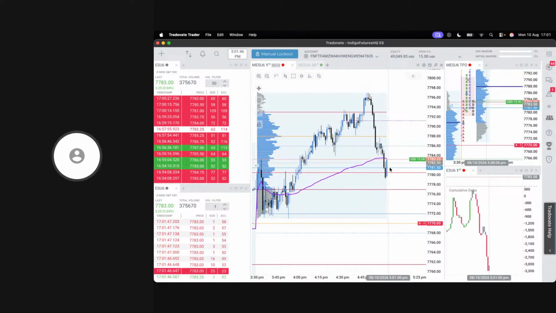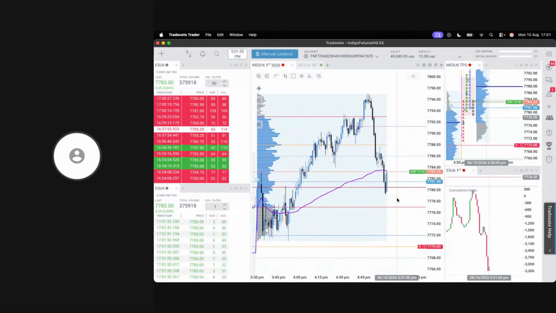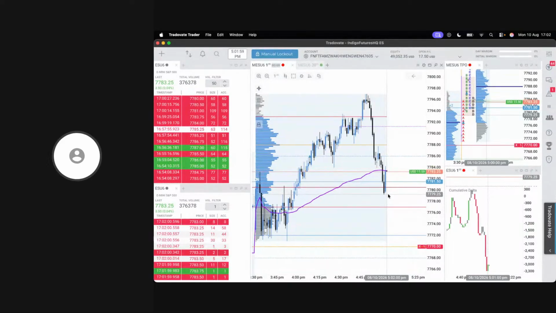But here we go back to VWAP. Does VWAP turn into resistance or do we break through it? Stumbling block. One sec, please.